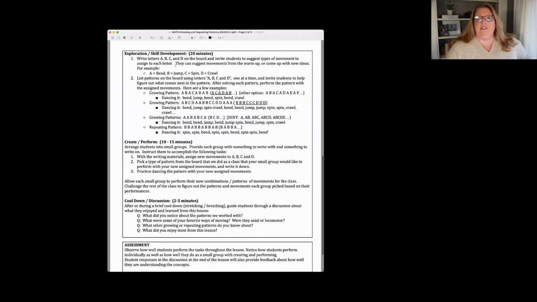Then in exploration and skill development, again, it's clear they know what a growing pattern is. They know what a repeating pattern is, and this is an application of the learning because we're identifying what each letter is going to be in terms of the motion. So A is going to be a bend, B is going to be a jump, C is going to be a spin, and D is going to be a crawl. And then listing patterns using those letters so that students can then dance it. So they have A, B, A, C, which would be bend, jump, bend, spin, to show a growing pattern, right? And then they give examples of various growing patterns, various repeating patterns.